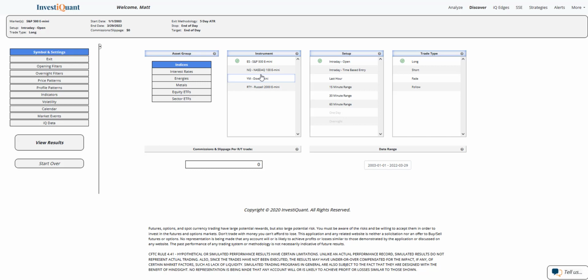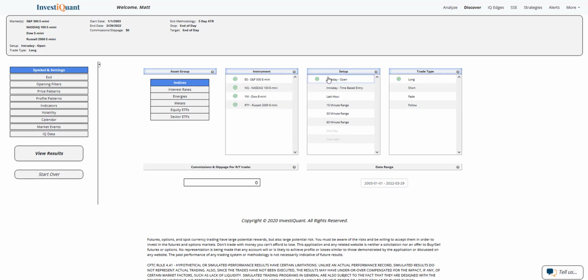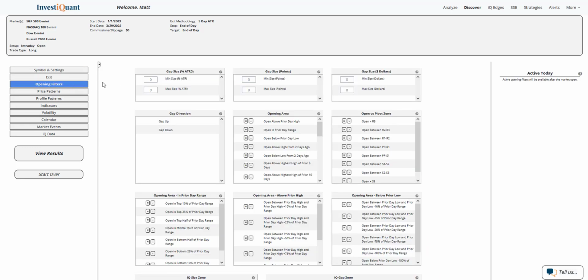Let me go ahead and select all four instruments, and we will look at a pattern using that neutral extreme up day from the market profile section. I've got the setup at intraday open and long, which means this is going to be looking at entering at 9:30 a.m. Eastern time and exiting at 4:15 p.m. Eastern time. Currently the market is pushing higher in the overnight session, continuing higher from that afternoon rally, so I'm going to go to the gap direction and click on gap up.